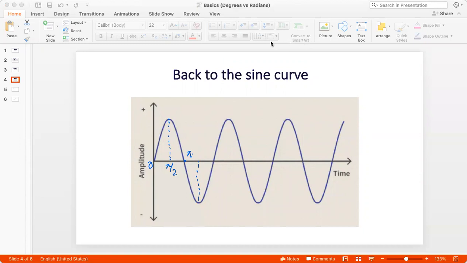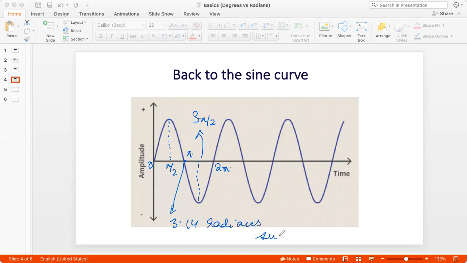Yeah, at 3 pi by 2 radians, which is 270 degrees, it is -1. And at 2 pi radians, it's back to 0. And now I'm actually working with numbers. When I say pi, I actually mean 3.14 radians.